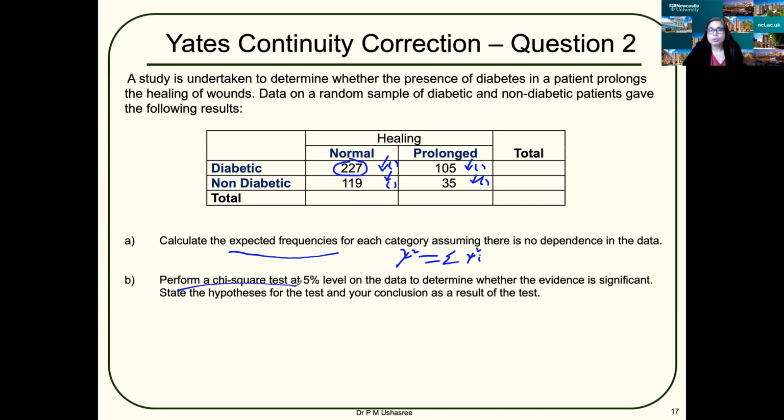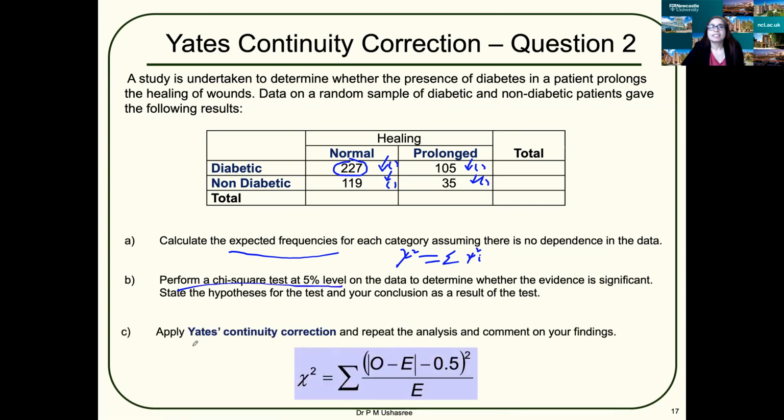Then perform the chi-square test at the 5% level. Once you finish that, apply the Yates continuity correction because it's a small 2 by 2 contingency table. That means find this value for each cell and then sum it up to find the total chi-square. Then carry out the test once again and see what you observe from that.